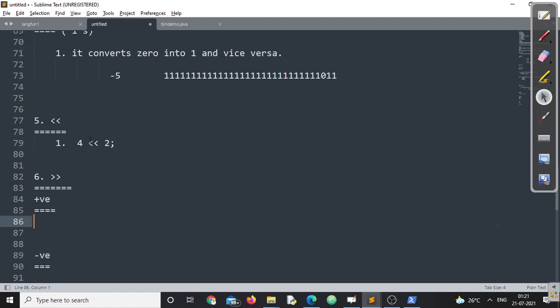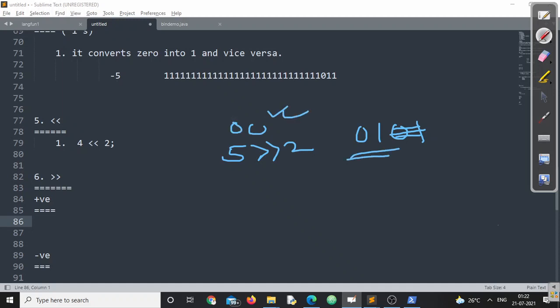For positive numbers, this is the same as left shift. If I have to represent 5, suppose 5 is represented like this. If I write 5 right shift 2, what will happen? Two digits will be erased from the right side and a similar number of zeros will be added at the left side. Now this will be your final answer. Remember this point. The specified number of digits will be removed from the right side and that many zeros will be added at the left side, and the resultant you need to convert into decimal. So that will be your final answer.